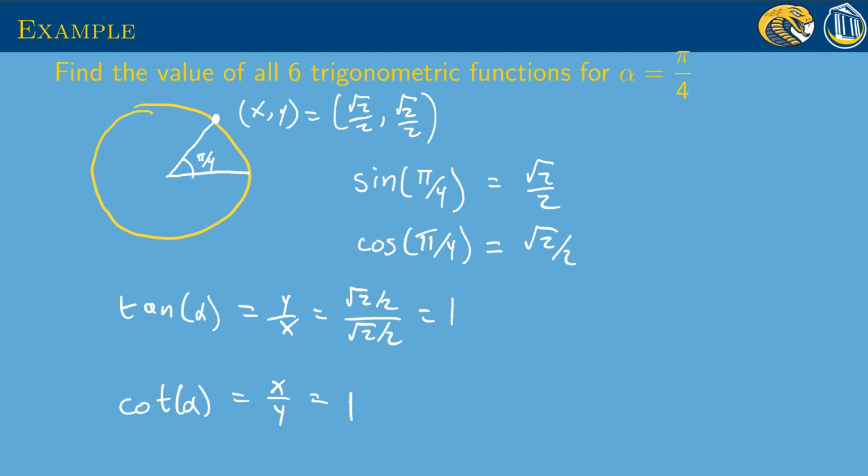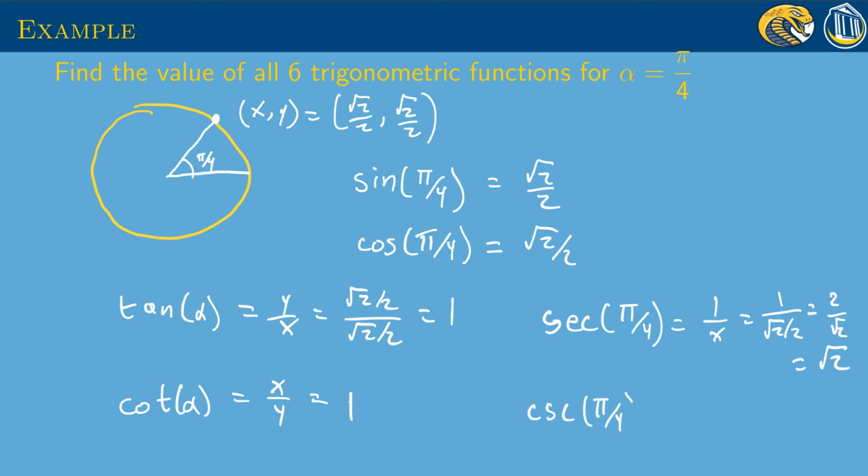Let's do secant. Secant of pi over 4. Secant we defined as 1 over x. That's 1 over root 2 over 2, which is the same thing as 2 over root 2. This is just the square root of 2. And similarly, cosecant of pi over 4, that's the same thing as 1 over y. 1 over root 2 over 2 is also root 2.